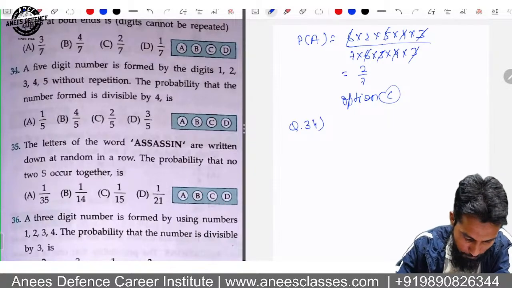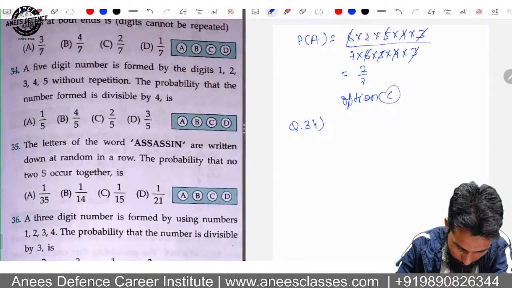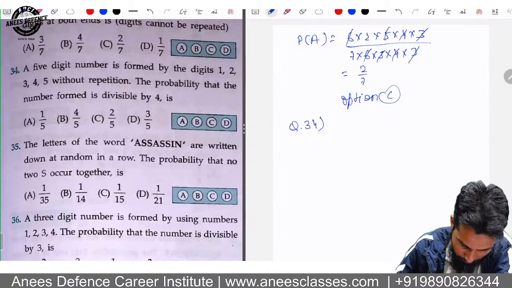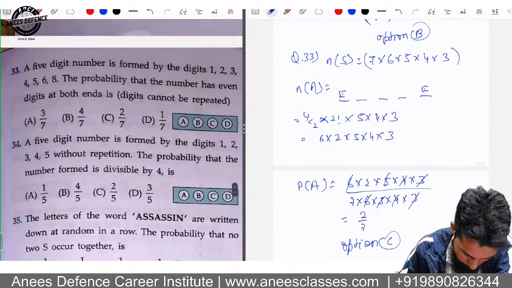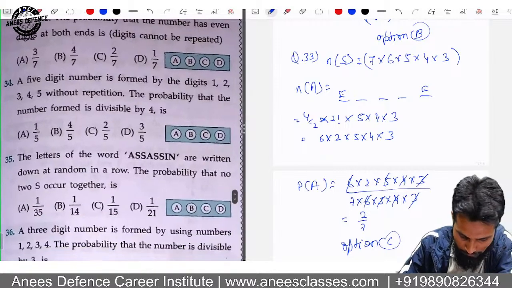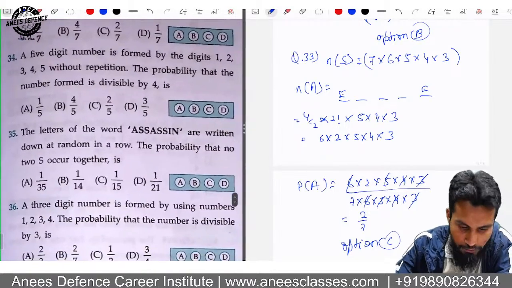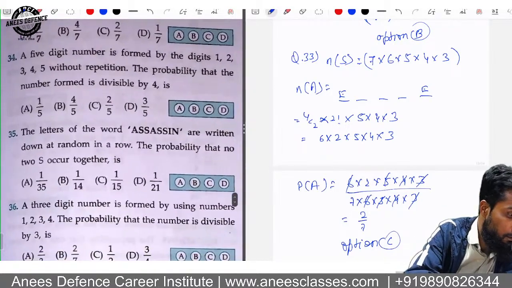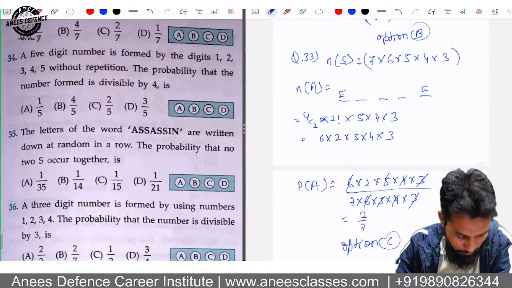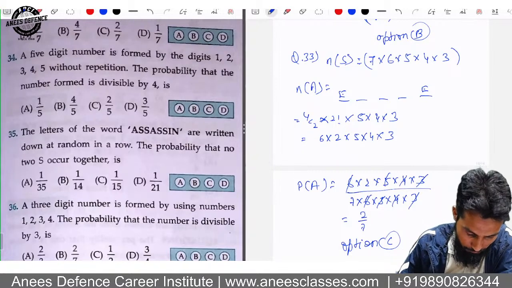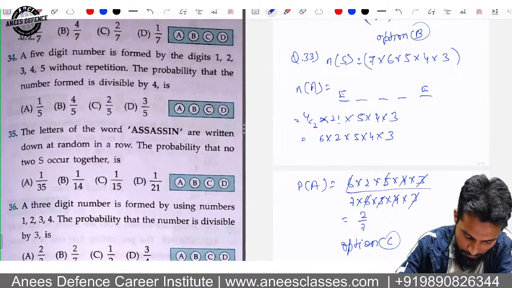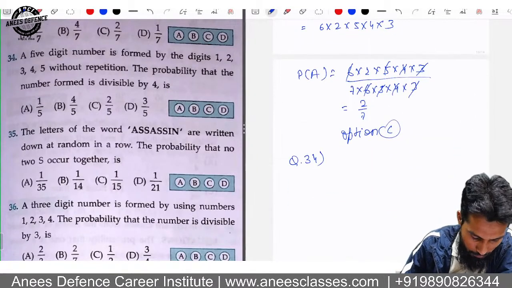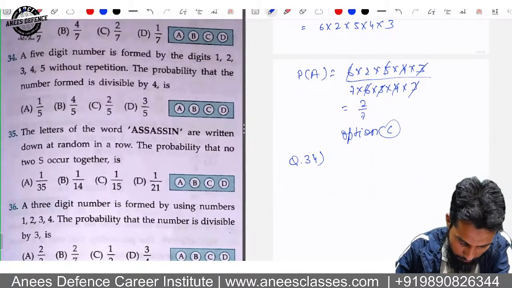See, question number 34. Again, they have given a 5-digit number. Oh, 34 is done, I think. 33 and 34 both are the same, or what? Oh, some difference is there. Okay, 34. Yes, you are correct, 1 upon 5. Option A, sir. Yeah, correct.